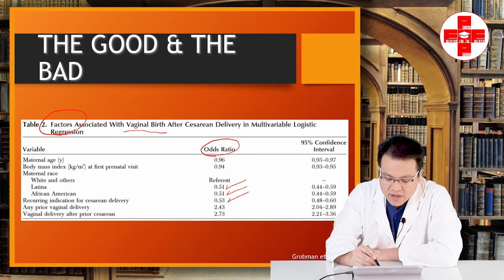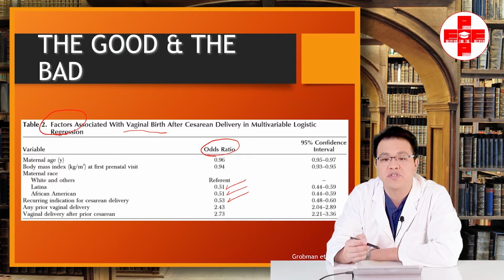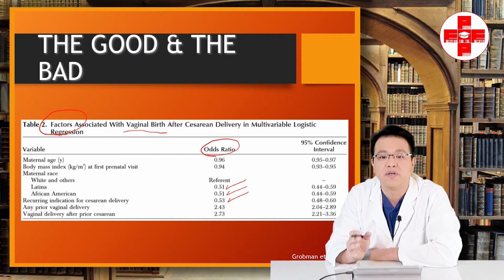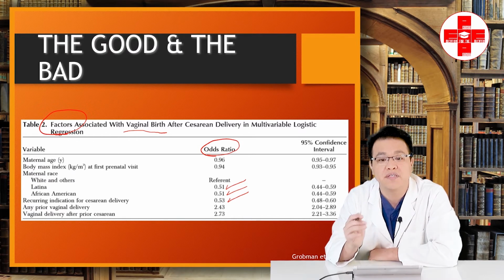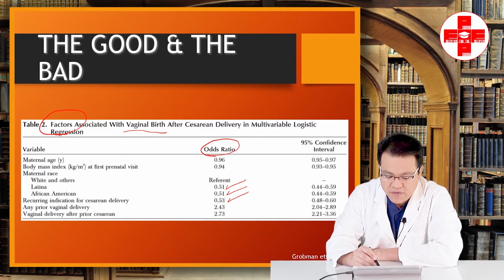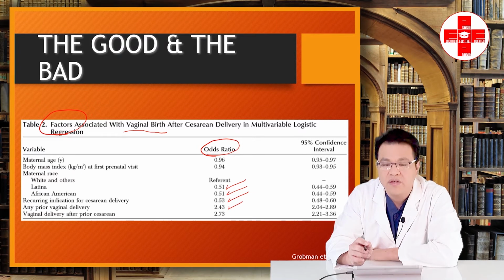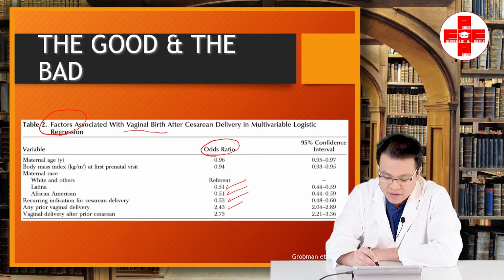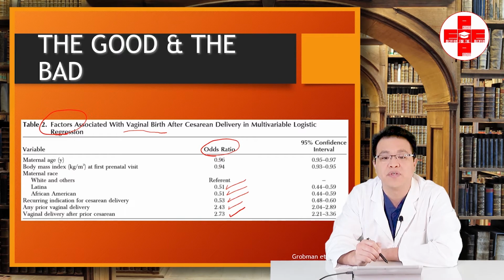And now the odds ratios for the variables that intuitively increase your chances of delivering vaginally are, of course, previous vaginal deliveries. And if you've had a previous VBAC, a previous successful vaginal birth after C-section, that is going to increase your chance of delivering vaginally this time around. And you can see that here. If you've had a previous vaginal delivery, your odds ratio is 2.4. A previous successful VBAC is even higher at 2.7.